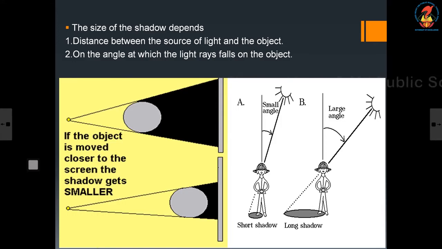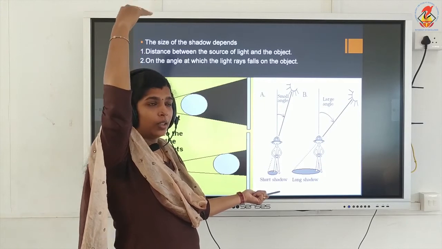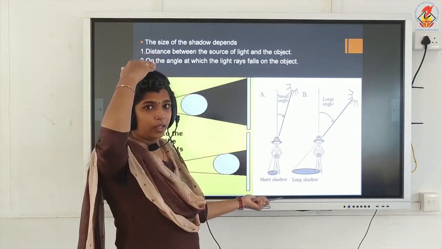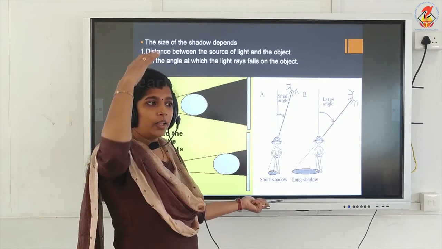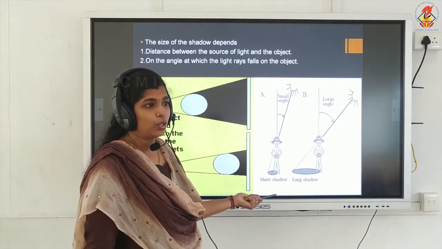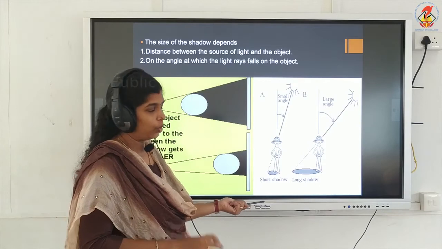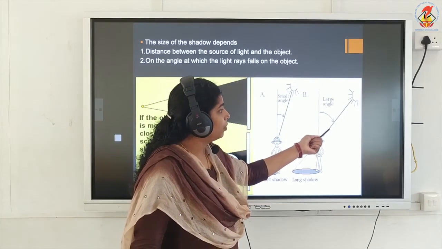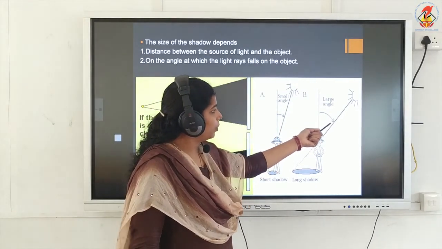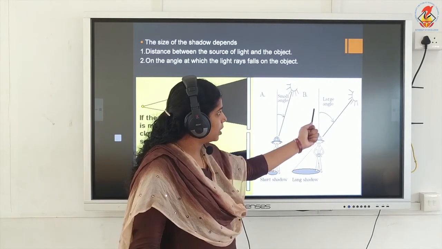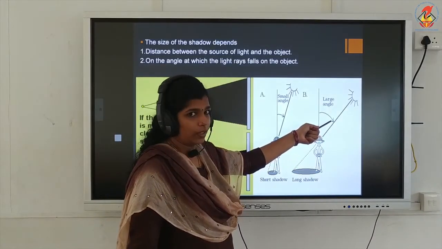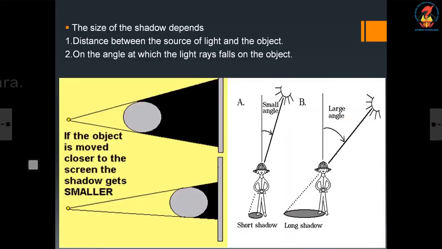During noon time, the sun is just above our head. So, the angle between the light rays and our object is very small, so you will get a short shadow. In the morning or in the evening, the angle between the light ray and the object is large, so you will get a long shadow. This point is not there for you to study, just for your knowledge.